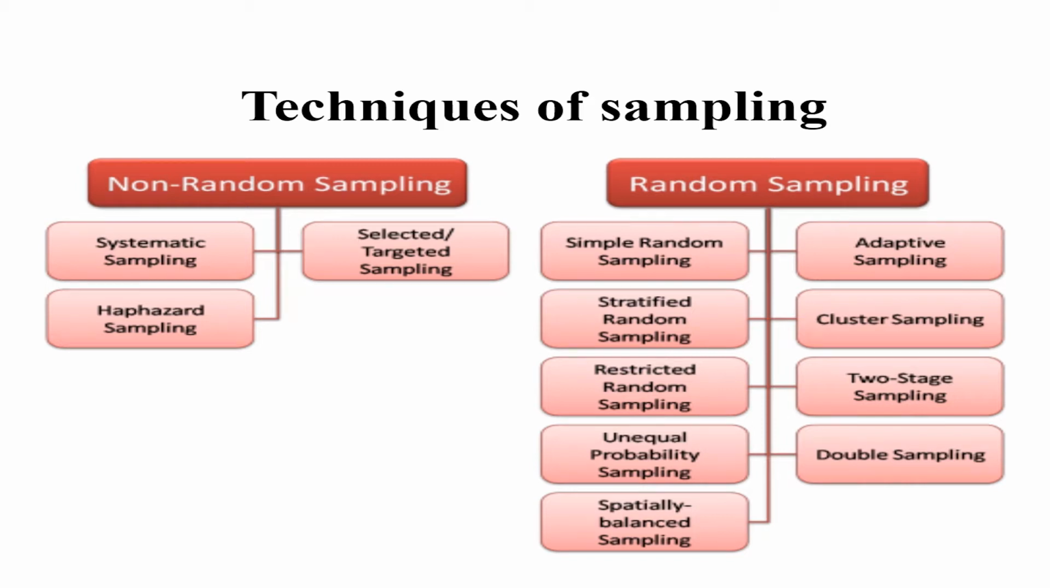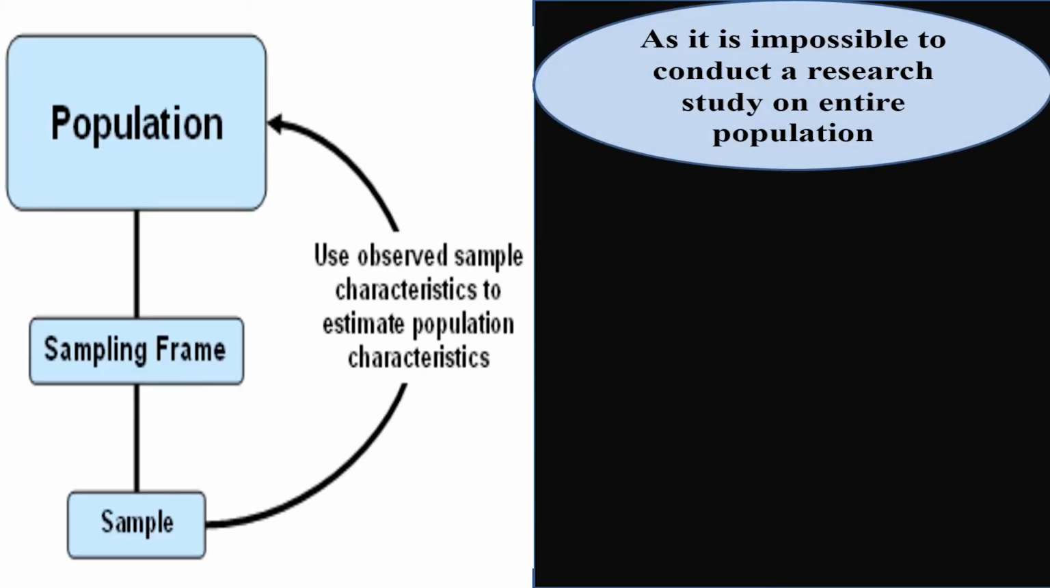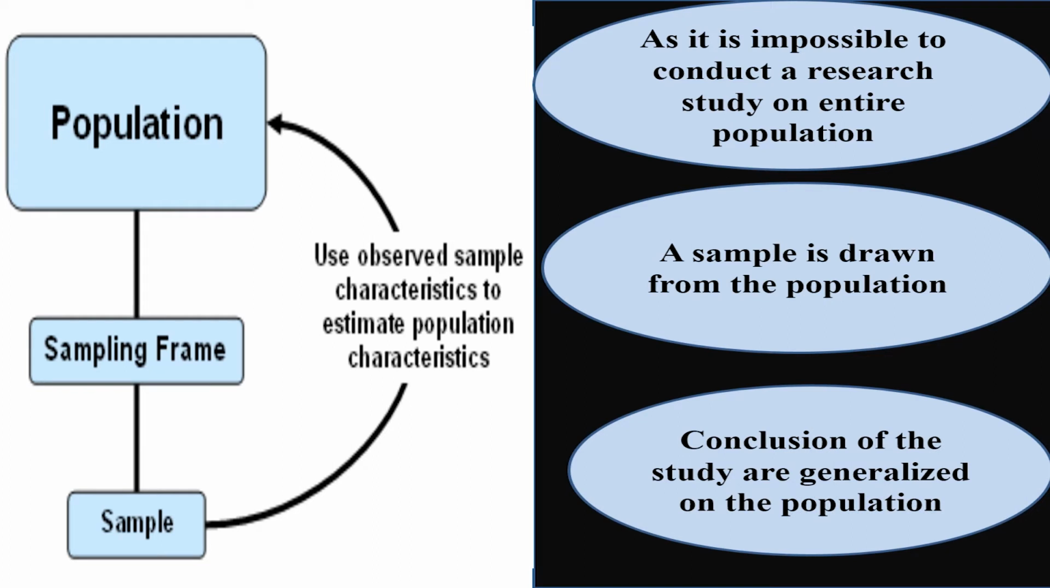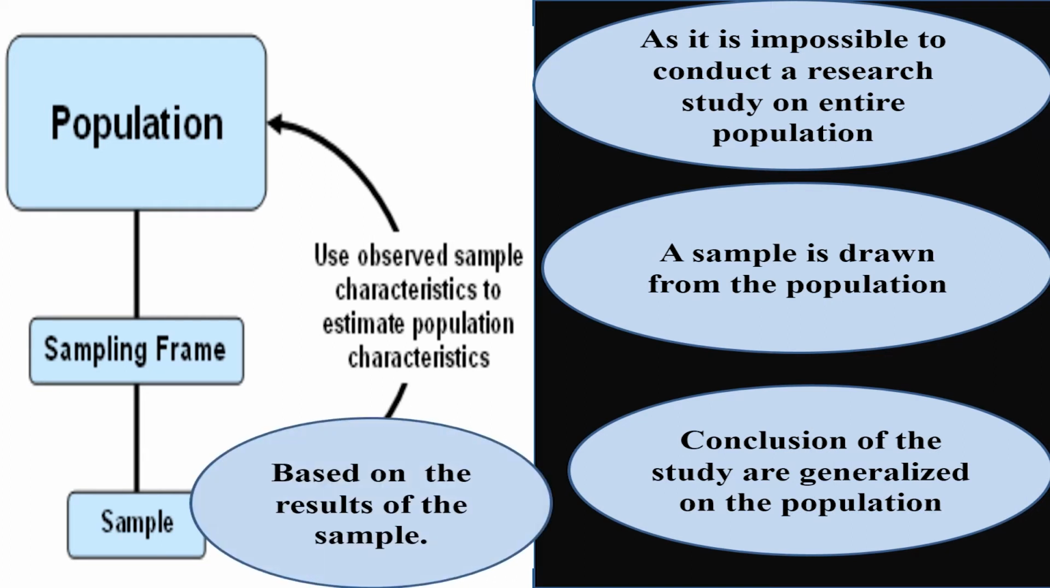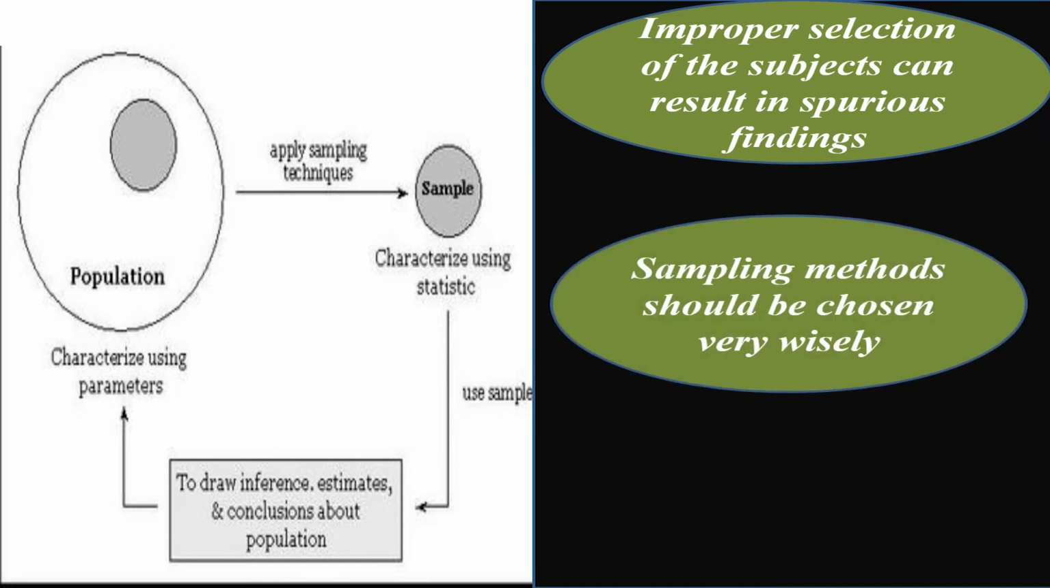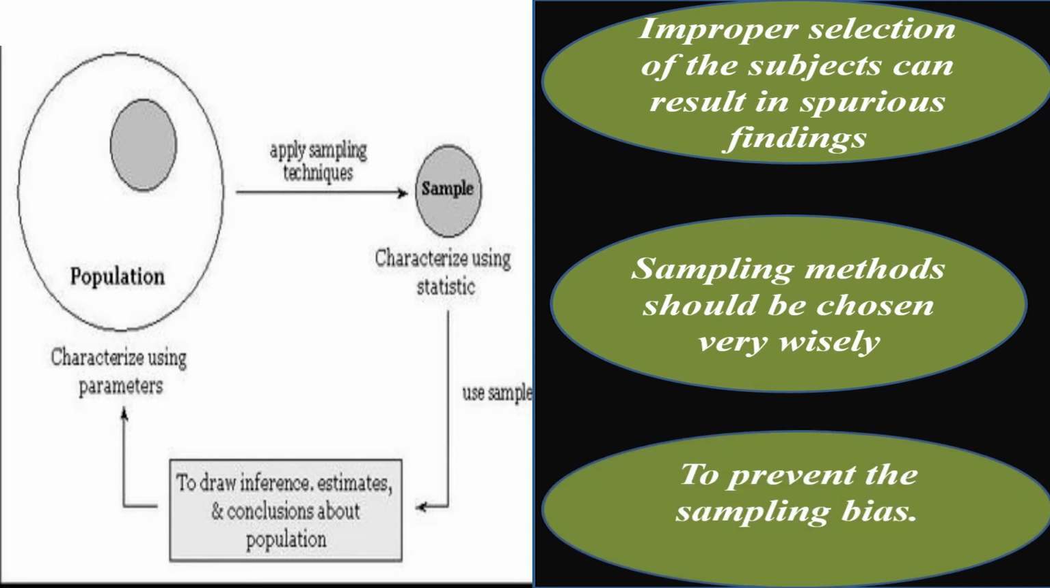As it is impossible to conduct a research study on the entire population, a sample is drawn from the population and the findings of the study are generalized on the population based on the results of the sample. Improper selection of the subjects can thus result in spurious findings. Thus, sampling methods should be chosen very wisely in order to prevent the sampling bias.